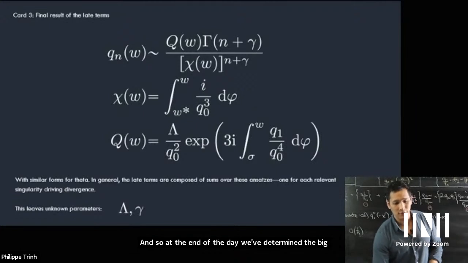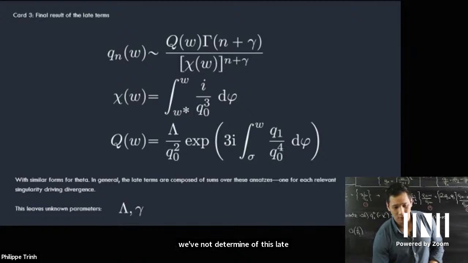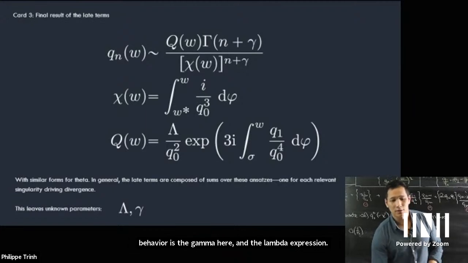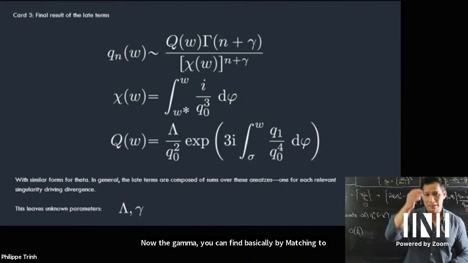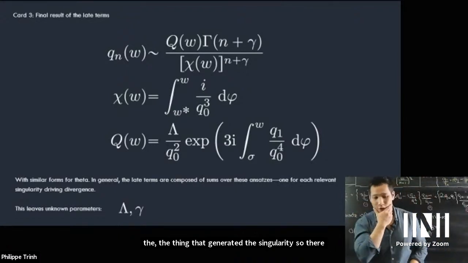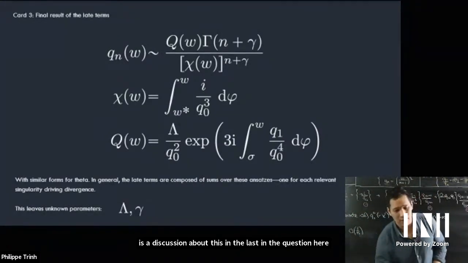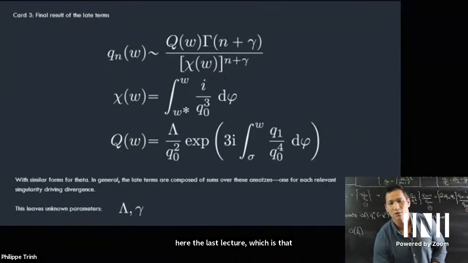The two things we've not determined of this late orders behavior is the gamma here and the lambda expression. Now the gamma you can find basically by matching to the thing that generated the singularity. So there was a discussion about this in the question period of the last lecture, which is that one simple trick is you just set n equal to 0 and then you match with the necessary singular behavior of q naught.